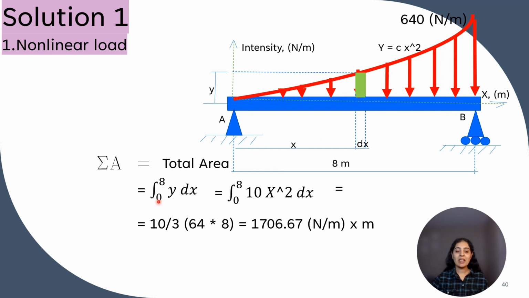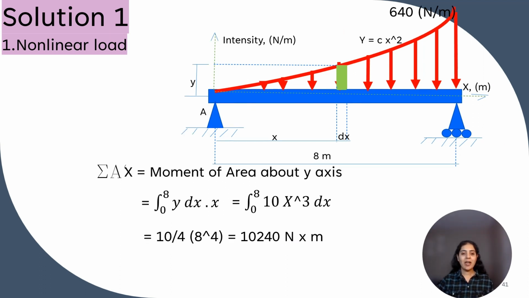So it will be the integration of y dx from the limits 0 to 8. Inserting the value of y as 10x square, we get 1 by 3 of 10x cube from the limits 0 to 8. After putting the values of the limits, we get 1706.67 Newton per meter into meter, that is 1706.67 Newton.